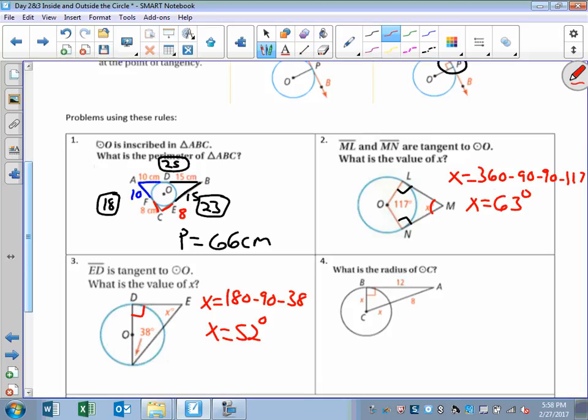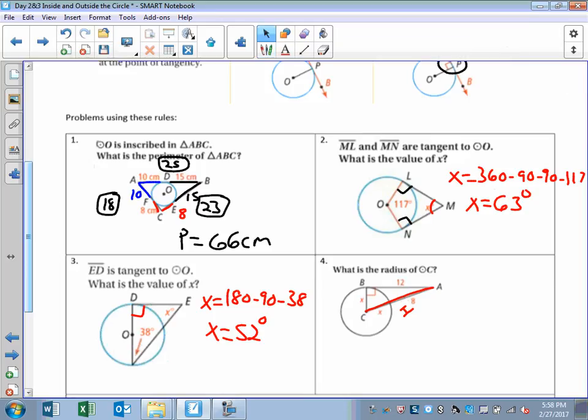For number 4, we are trying to find the radius of circle C. Now we have a triangle and we have the sides of a triangle, so we're probably going to be using the Pythagorean theorem. This is going to be our hypotenuse over here. And if you're thinking, how can 8 be the hypotenuse when 12 is bigger? Well, this whole side is going to be 8 plus whatever x is, so it's going to end up being bigger than 12 at the end.